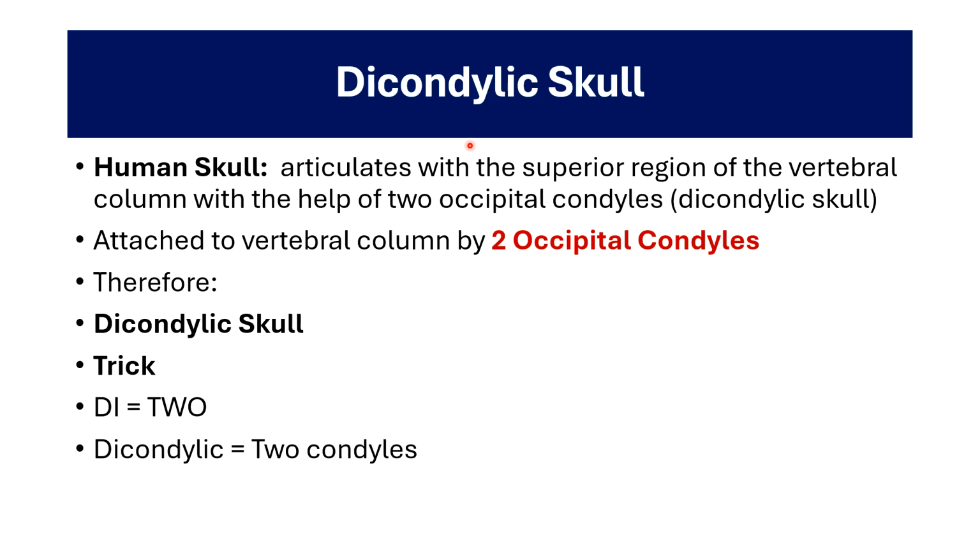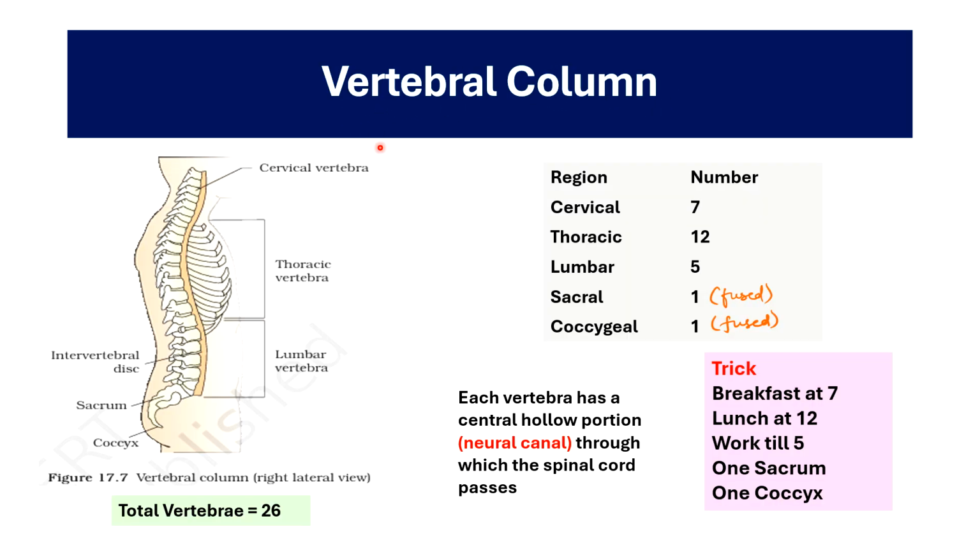The human skull is often called a dicondylic skull. Di means 2. Condylic means it is attached to the occipital condyles. As the skull is attached to the vertebral column with the help of 2 occipital condyles, it is known as a dicondylic skull. Now talk about the vertebral column, which is made up of 26 bones or 26 vertebrae.